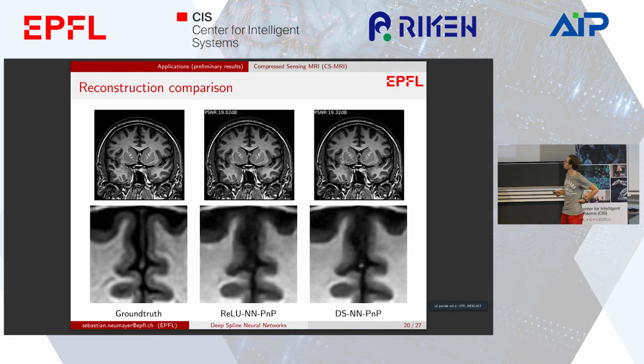Here I have actually also an example. We can see that there's also a visual difference. On the left, I have a zoom in on the top part of the image, and we see that in the middle image, with the ReLU neural network, there's almost nothing left of the center structure anymore. And with the DeepSpline neural network, we are getting back a bit more. So it's not only a difference in the PSNR numbers, but there's also a visual difference.